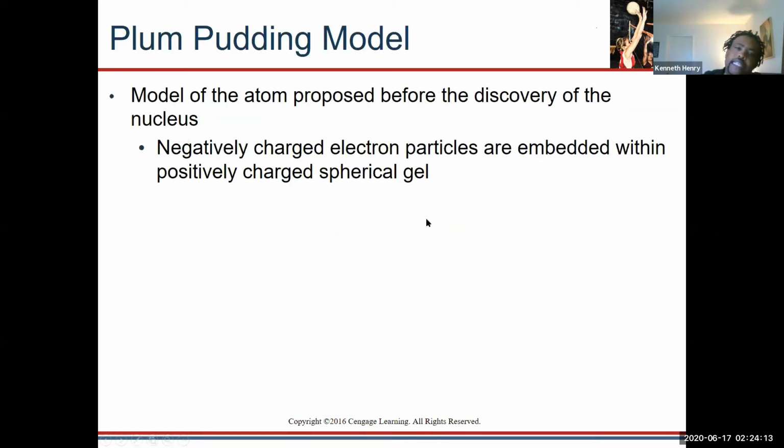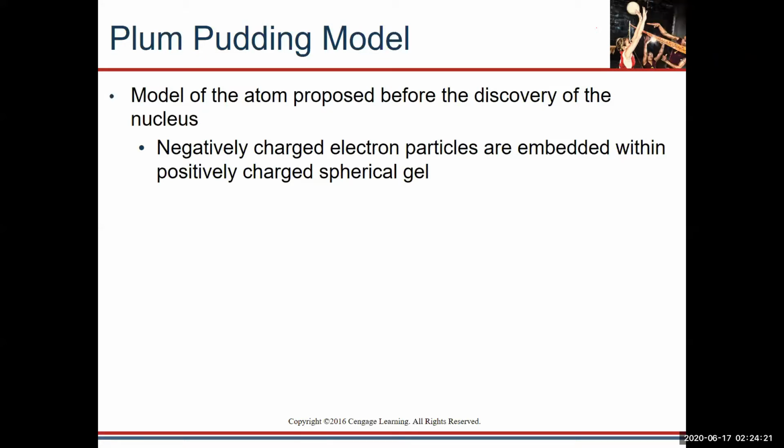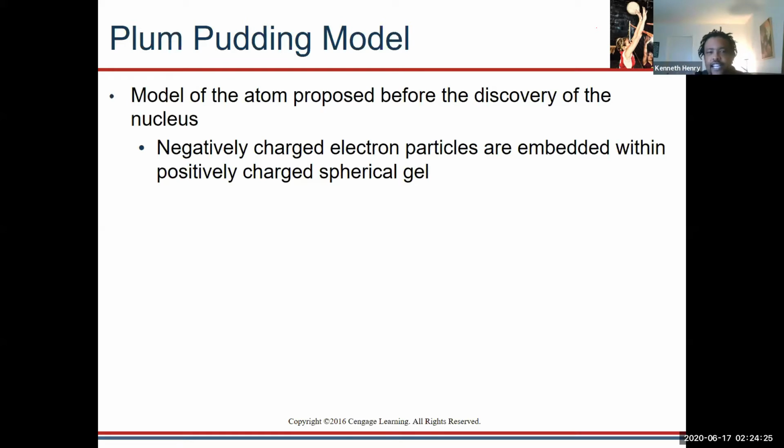So initially, the way that they described the model of an atom is that you had this positive charge sphere center that's kind of jelly-like, and then you had these things sticking on the outside of it, and that would be your electron.